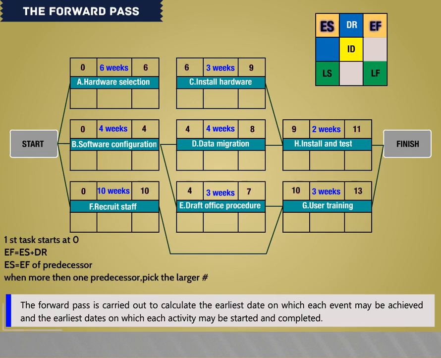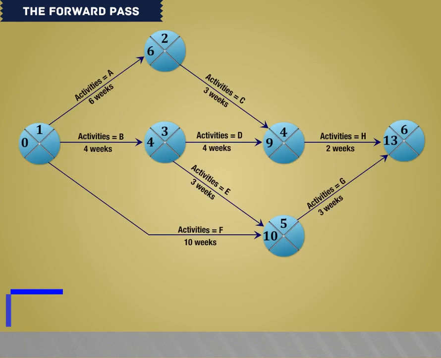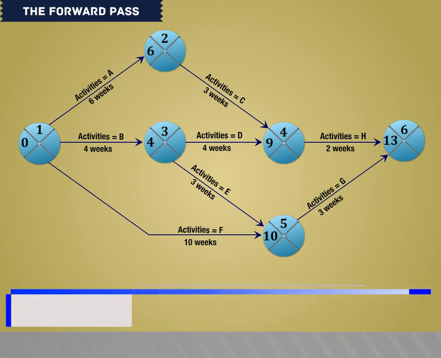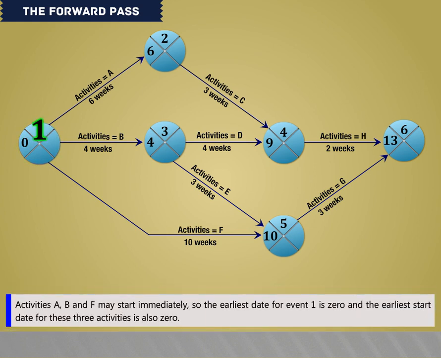Using the figure and table 1, activities A, B, and F may start immediately, so the earliest date for event 1 is 0 and the earliest start date for these 3 activities is also 0.